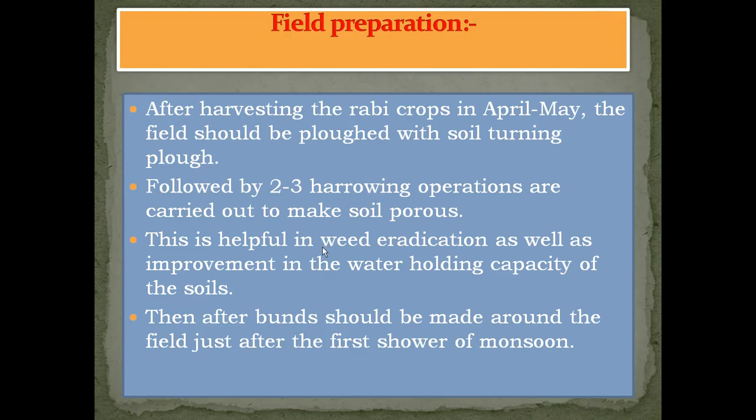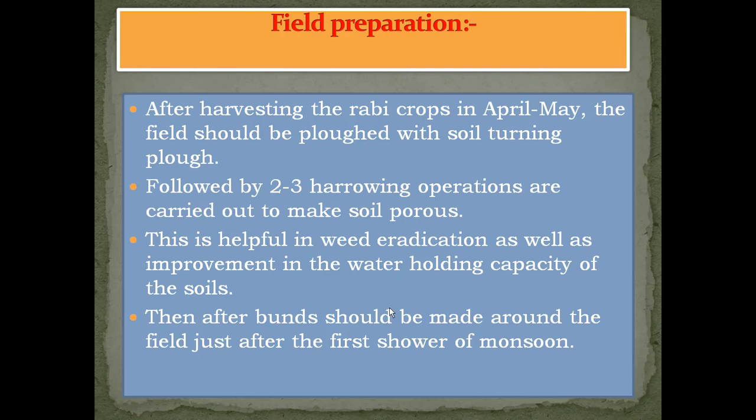Next, we can see the field requirements for the cultivation of upland or direct seeded rice. Here you can see that after harvesting of the previous crop, that is the Rabi crop, in April to May, the field should be plowed with a soil turning plow or iron plow, followed by 2 to 3 harrowing operations to make the soil porous or pulverized. This is helpful for weed eradication as well as improvement in the water holding capacity of the soil.